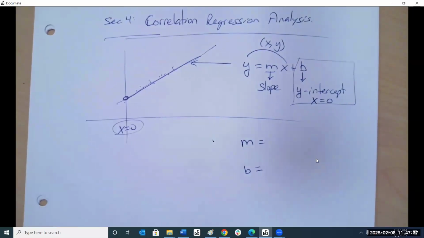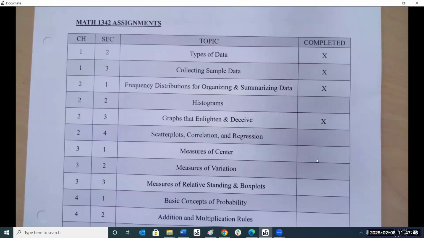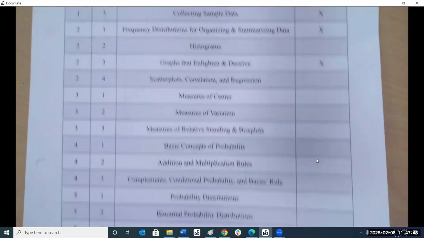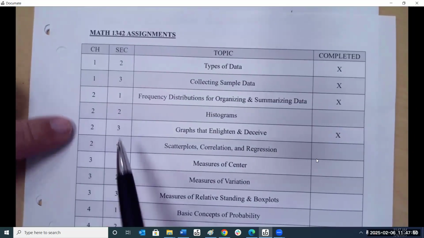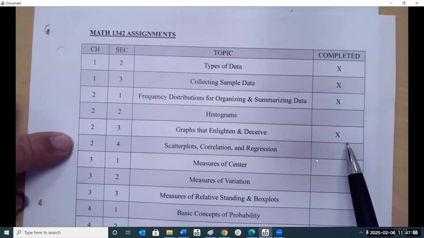Okay, now the reason originally I was going to do 2 sections, 2 and 4 today, finish up chapter 2. But let me show you this real quick before it dies. We are right here right now. After today, we finished everything up to 2.3. We're only in the 3rd week.